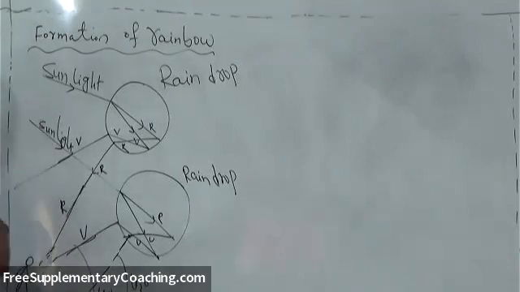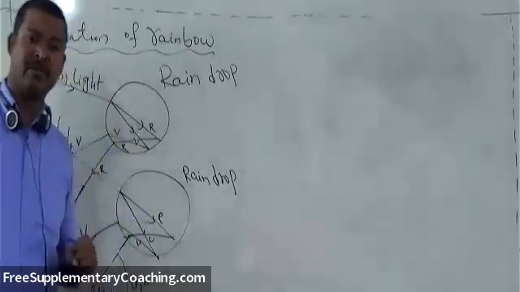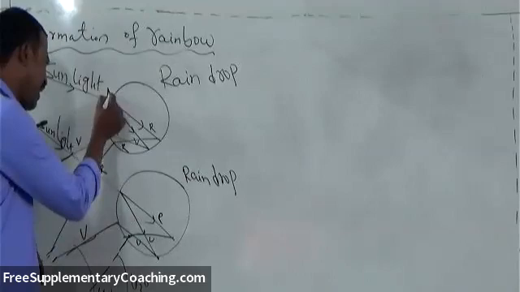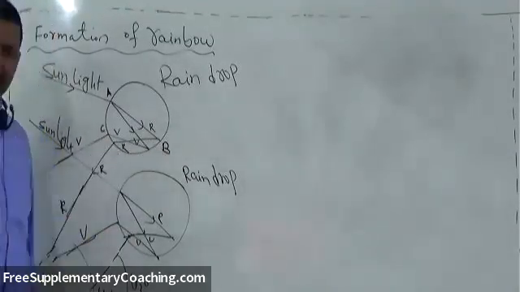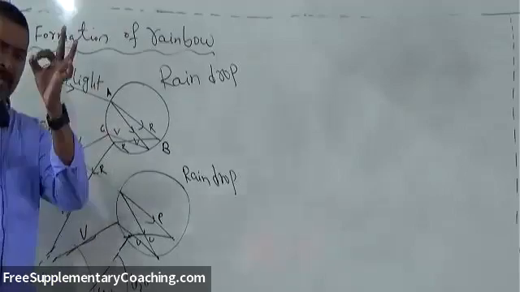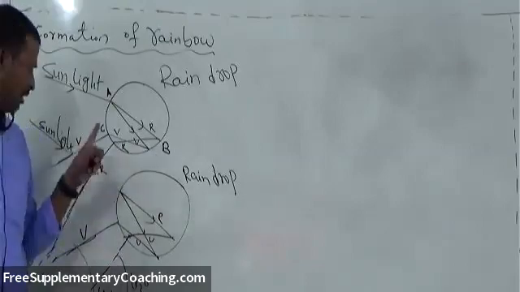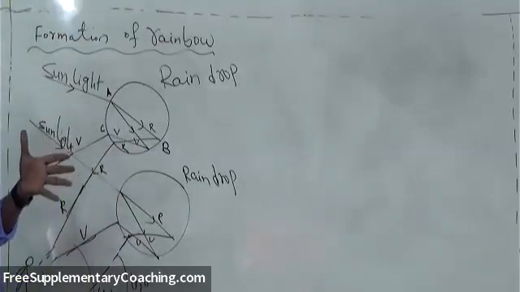In this, basically three different phenomena take place. One is at this particular point A, second at this particular point B, and this is a particular point C. A, dispersion. B, internal reflection. C, refraction of light. Clear?